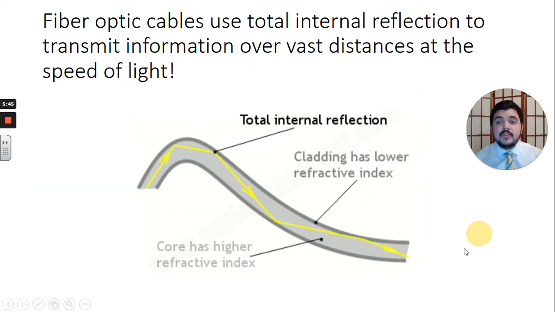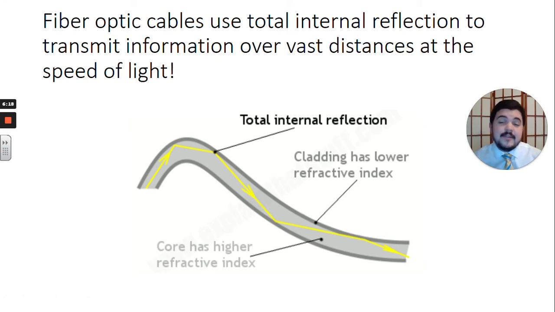This is very useful. Fiber optic cables use this idea of total internal reflection to transmit information over vast distances at the speed of light. So if you create a cable where you can get electromagnetic waves to totally internally reflect in that material, then it'll just keep bouncing without ever escaping. And so we have a core with a very high refractive index, and then on the outside, it's wrapped in some material that has a lower refractive index.